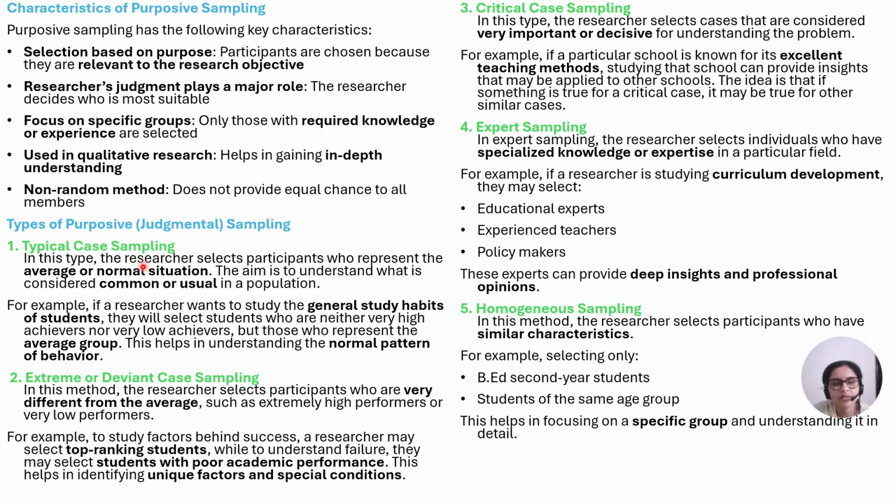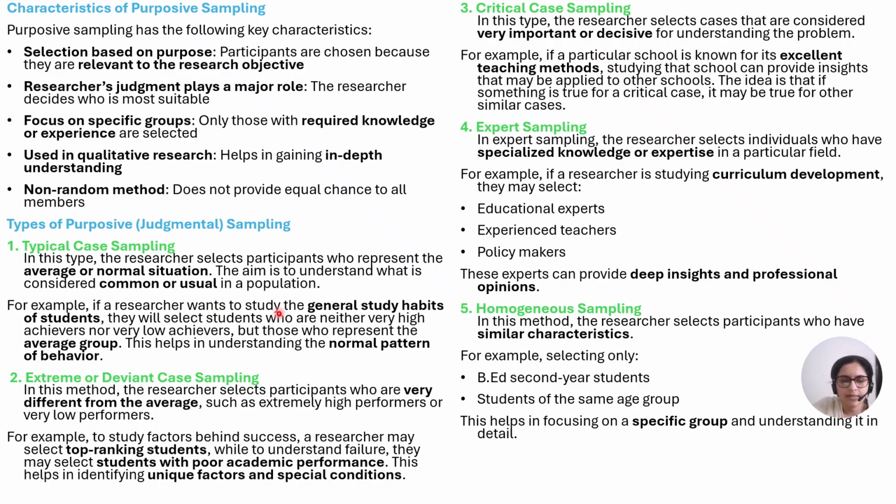What are the types? Typical case sampling. In this one, the researcher will select participants who represent the average or normal situation. The aim is to understand what is considered common or usual in the population. So typical case sampling is used for common situations or day-to-day situations.